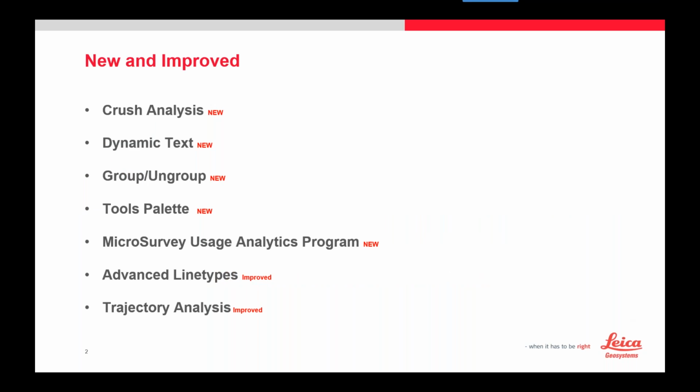So today we're going to cover some new and improved features in version 3.0. Some of these include our new crush analysis tool, our dynamic text labels, group and ungroup, the IntelliCAD tool palettes, our MicroSurvey usage analytics program, and our improved advanced line types and improved trajectory analysis. So we've got a lot to cover today, so we're just going to dive right in.